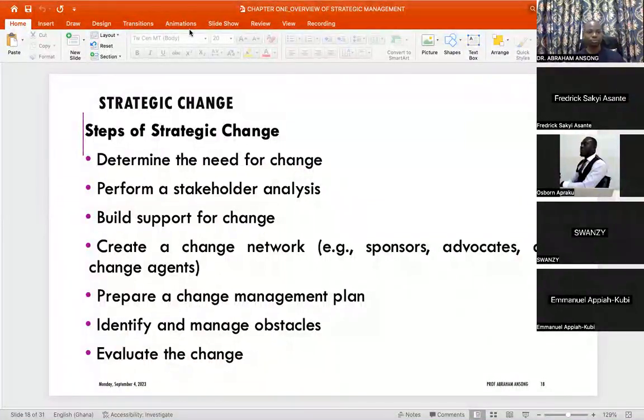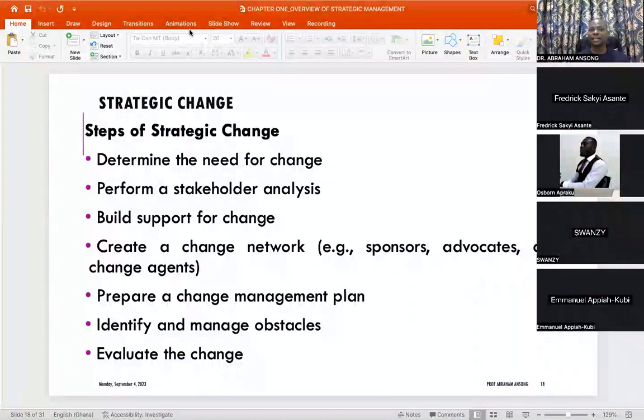Let's quickly run through the steps of strategic change. So determine whether there is the need for the change in the first place. All right, it shouldn't be taken out of fun. The change must happen because there is real need for that particular change. So you need to determine whether you need a change.